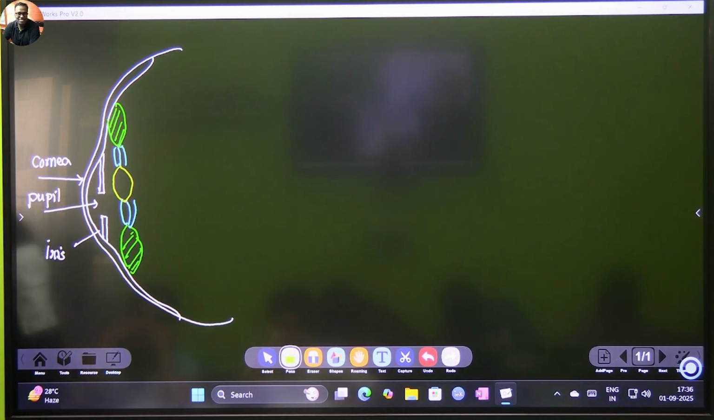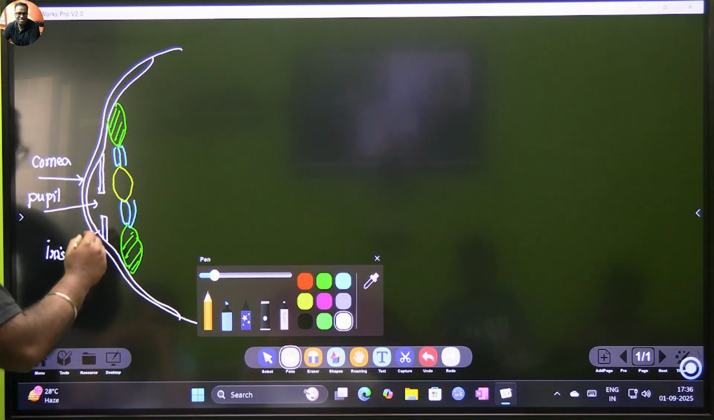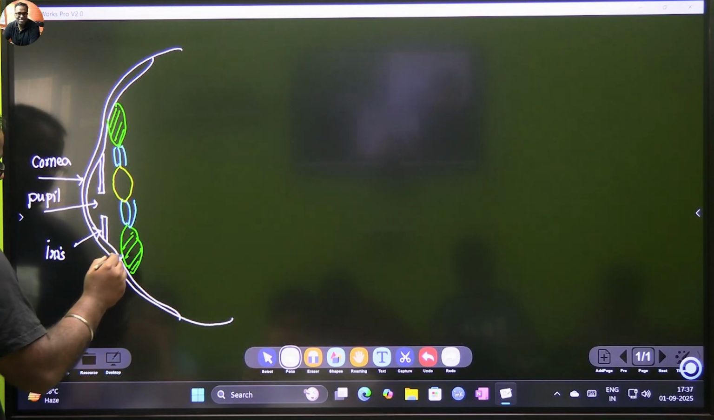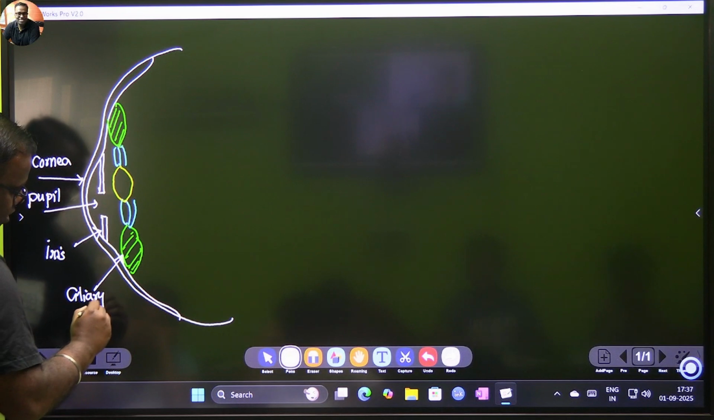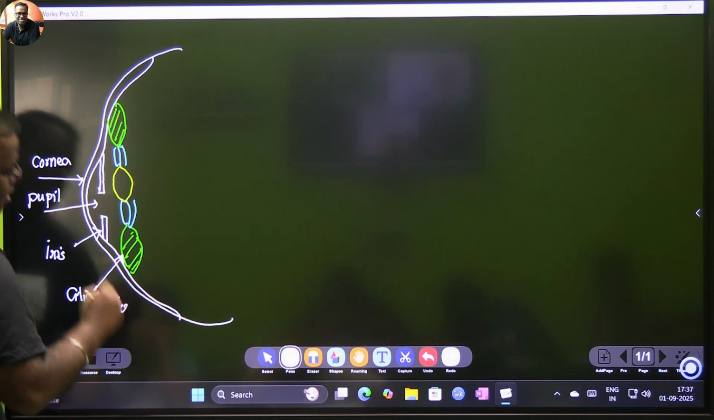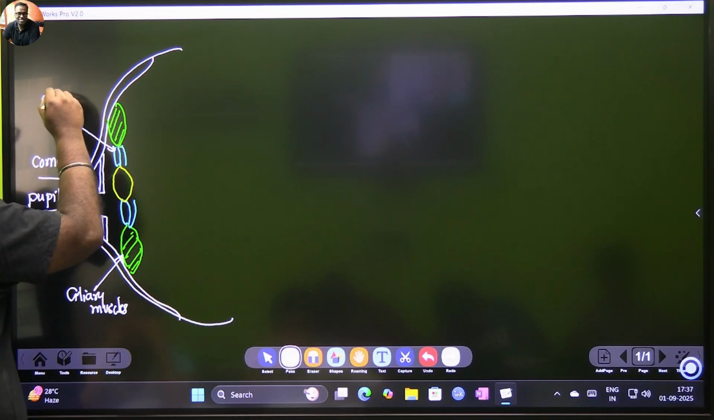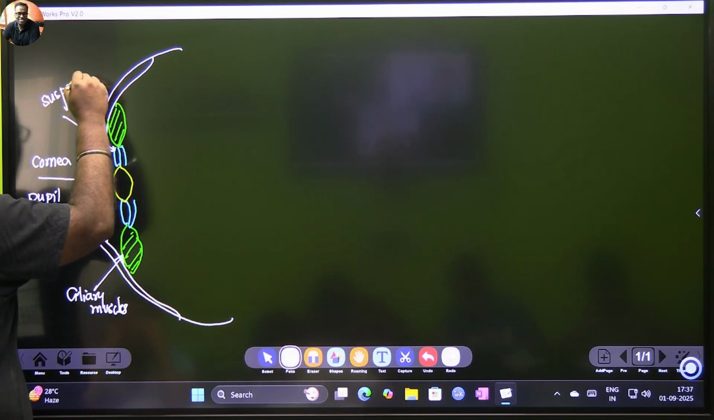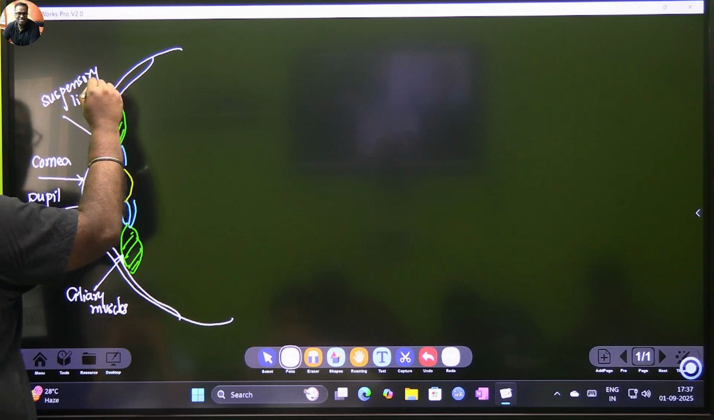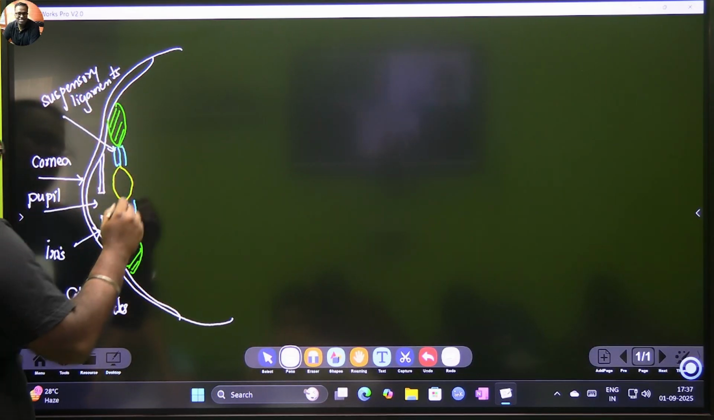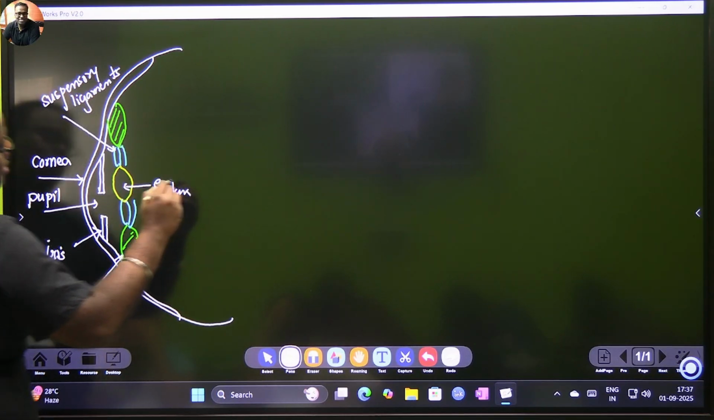The eye lens is gelatinous in structure. It's not like a lens that you see in your everyday life. It's gelatinous. So this is known as my ciliary muscles, ciliary muscles. And these are known as my suspensory ligaments. I don't know how much of this is needed for your grade, but for your interest, I'm doing it. And this is your eye lens, right?